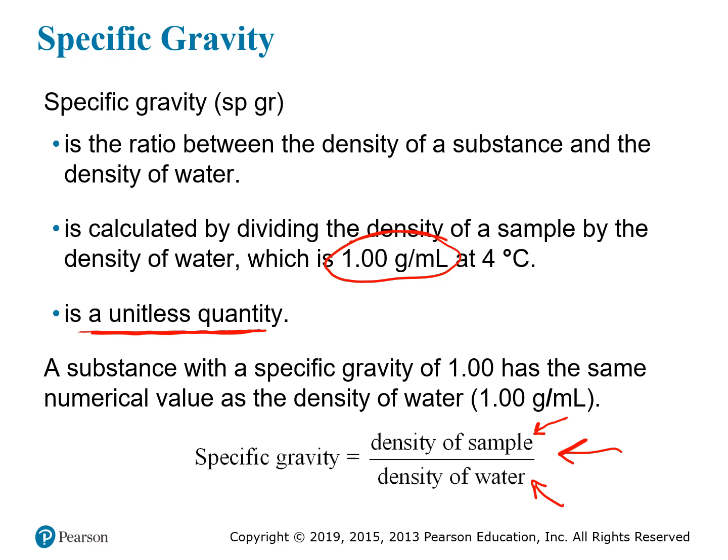So something with the exact same density as water is going to have a specific gravity of 1. Something with a density less than water is going to have a specific gravity less than 1. Something with a density greater than water will have a specific gravity greater than 1.